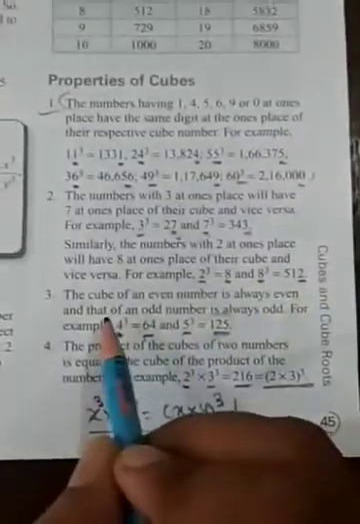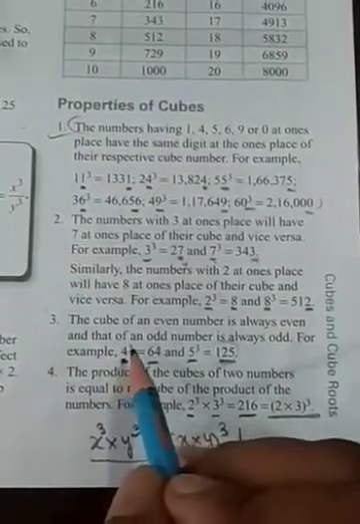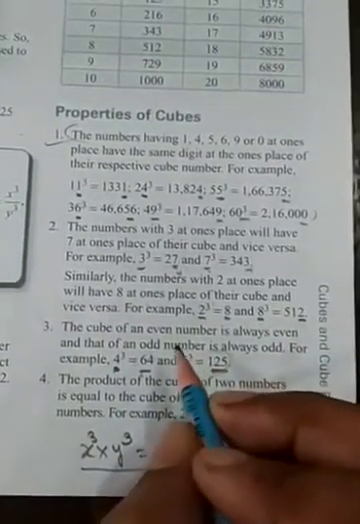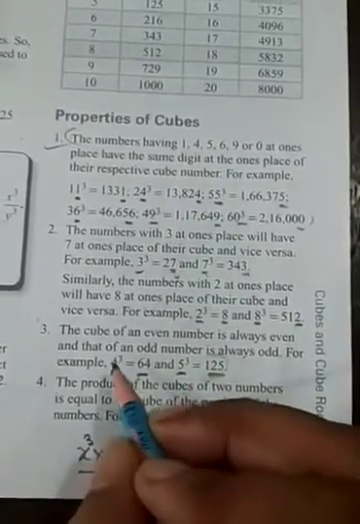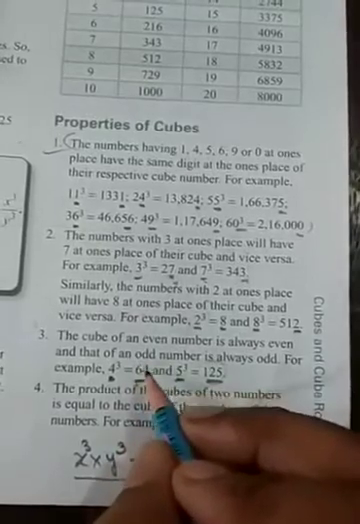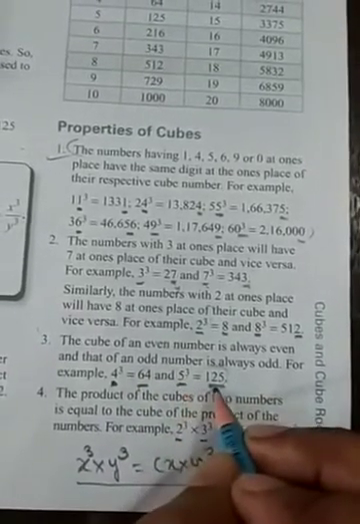Again, property number 3: the cube of an even number is always even and that of an odd number is always odd. This is a very important property. The cube of an even number is always even, like 4 cube is 64. This is even, this is even. And the cube of an odd number, like 5 cube is 125. The cube of an odd number is odd.